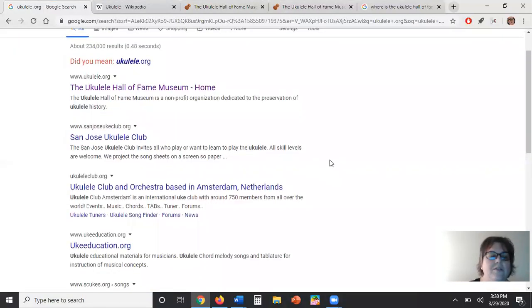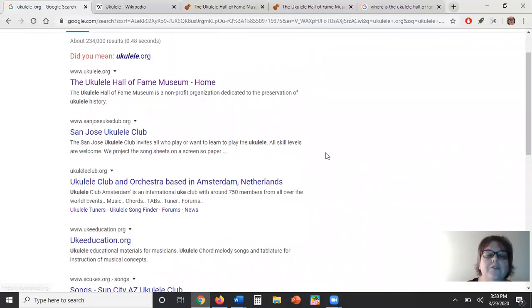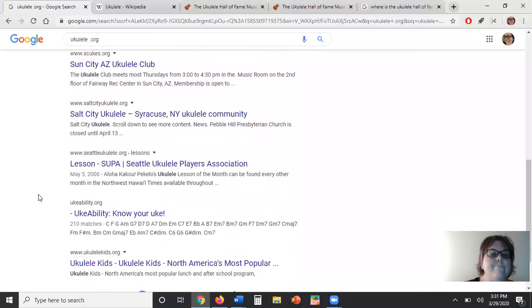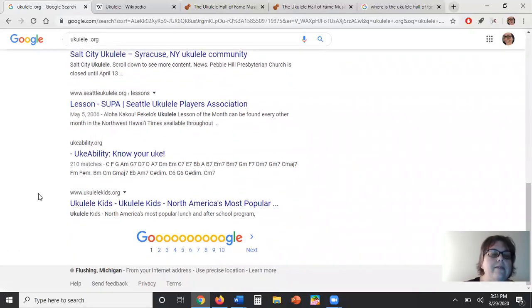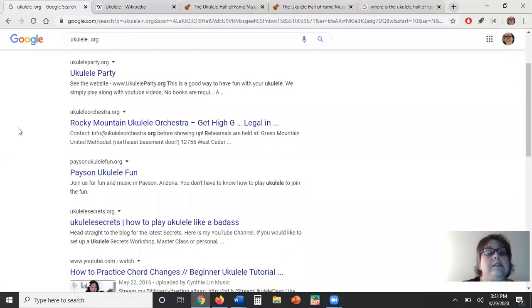You've got a whole bunch of stuff here. So there's obviously ukulele.org, the San Jose Ukulele Club and Orchestra based in Amsterdam, Netherlands. Ukeeducation.org. This is interesting. Ukulele educational materials for musicians. Ukulele lessons, Ukeability, Know Your Uke, Ukulele for Kids, ukuleleparty.org. It says this is a good way to have fun with your ukulele.